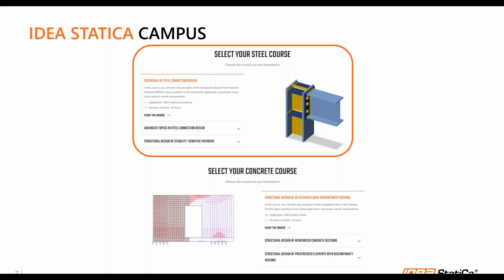So for those who are keen to learn more about the proper usage of the software, I can really recommend studying one of the campus courses. At the moment, we have 6 courses in total, 3 for steel: essentials of steel connection design for the connection application, then advanced topics in steel connection design, again for the connection application, and the last course is for learning how to properly use the steel member application. And in terms of concrete, again, 3 courses for the detail application and for the RCS application.